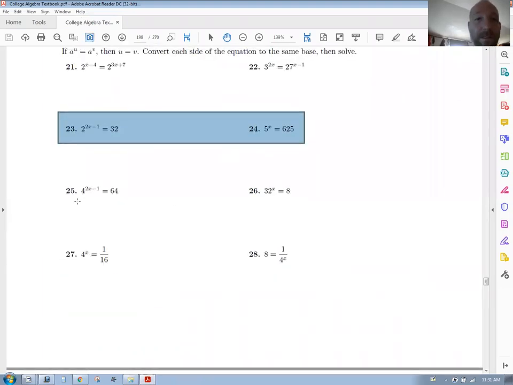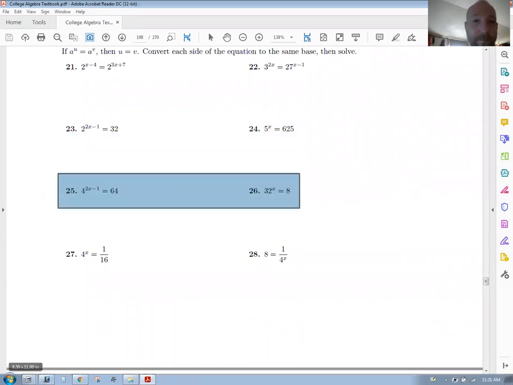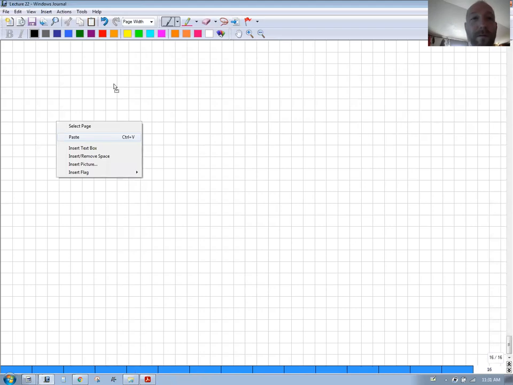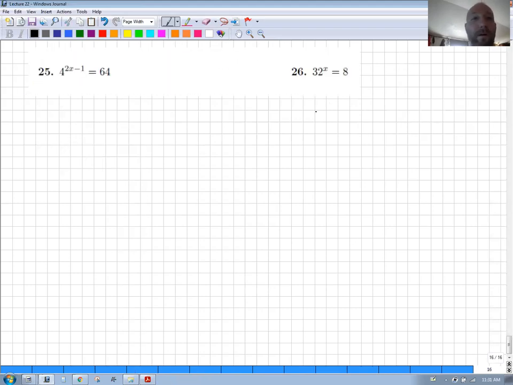Let's finish these and then we'll take our break. Since we have 4 to the power of something equal to 64, let's see, 4 times 4 times 4. Yeah, this is 4 cubed. So we could say 2x minus 1 is equal to 3. So 2x is 4, so x is 2.